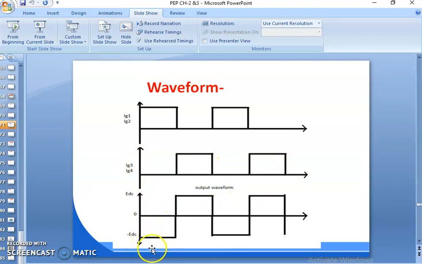And this one is the load voltage waveform. Sometimes it is negative, which is the maximum value, again positive, again negative. In this way it will be a continuous cycle from time to time.